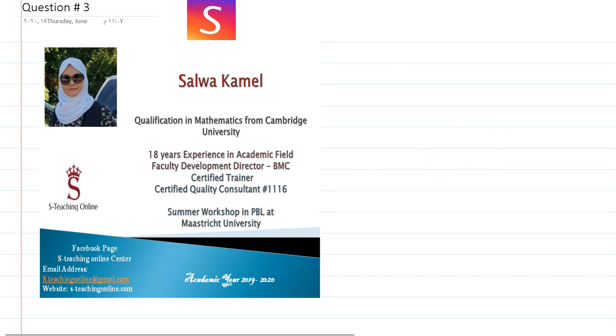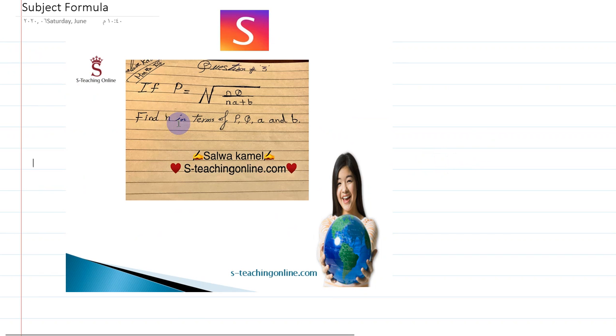Let's see the question given to you last week: to find n in terms of b, q, a, and b. This means I want to find n as the subject of the formula. What is the meaning of the subject of the formula? Let's explain it before we start to explain the question.